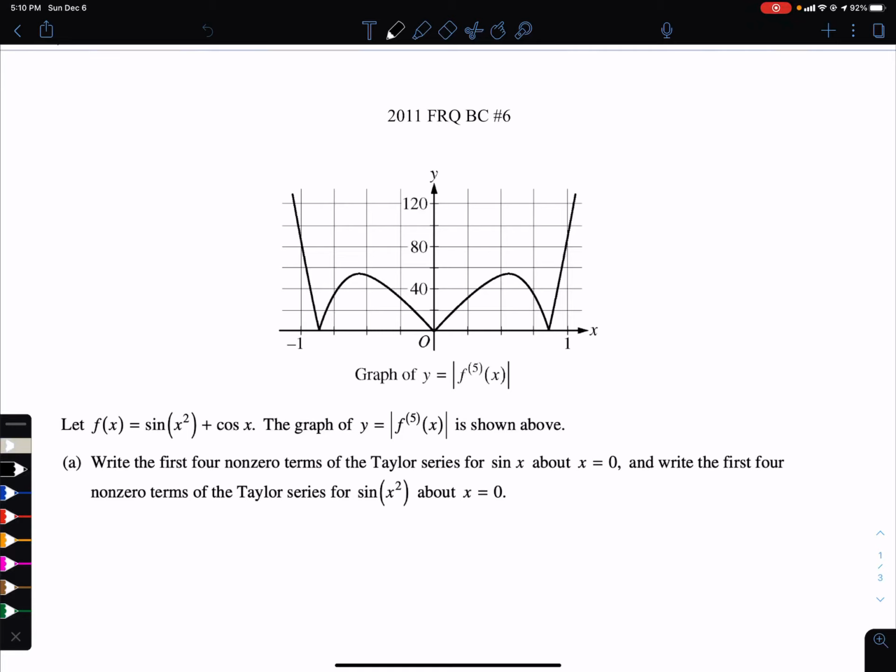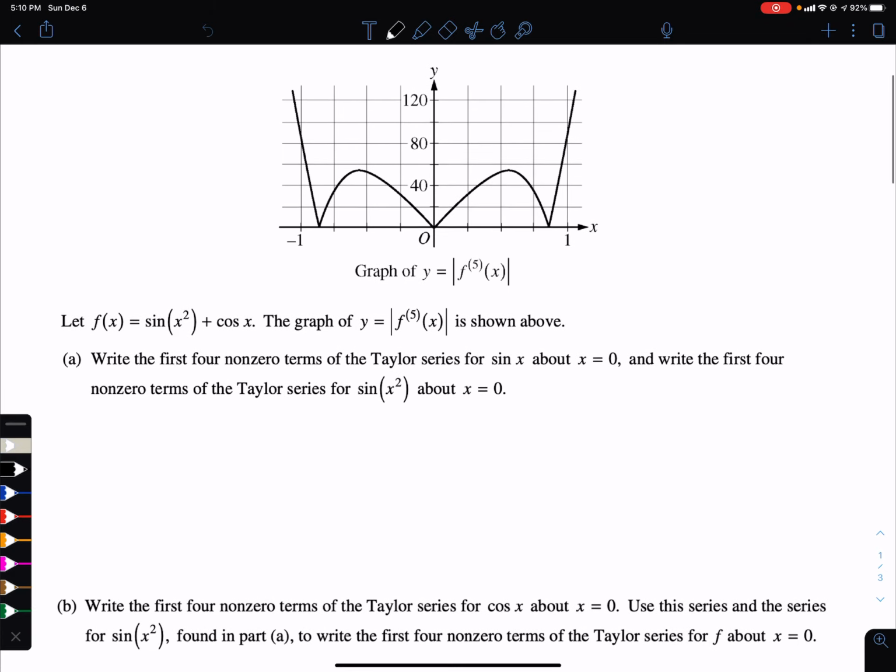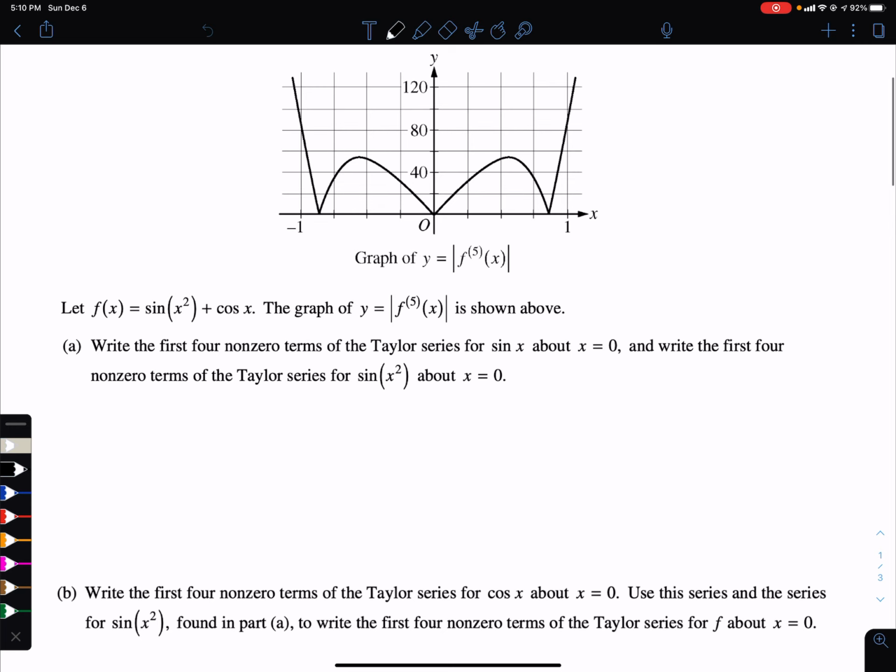2011 Form A FRQ for BC, question number 6, the Taylor series one. They give you a graph of the fifth derivative. Probably going to use it somewhere, so keep that in mind. They tell us there's a function f of x, which is sine of x squared plus cosine of x. And then it says write the first four non-zero terms for sine.